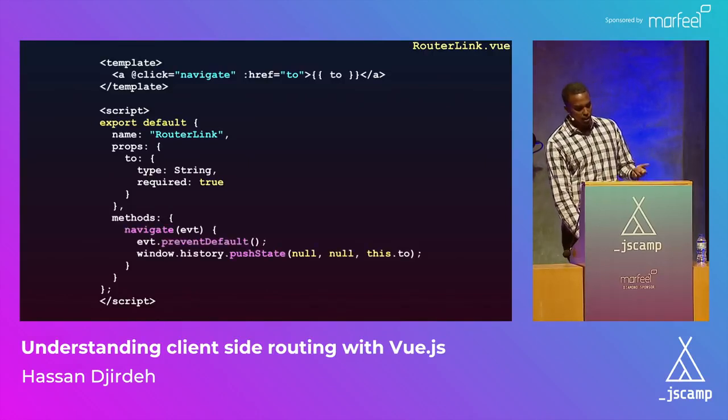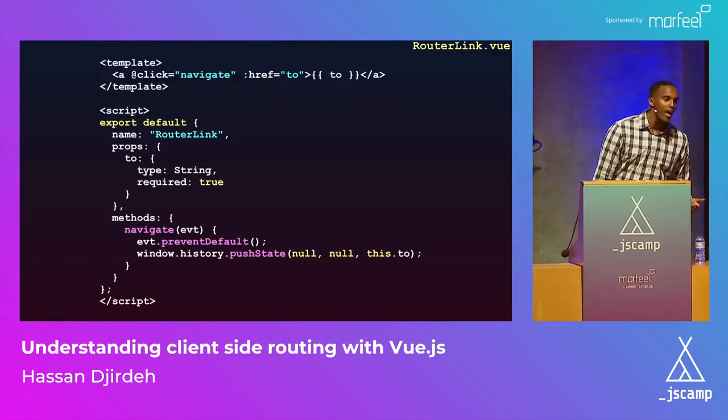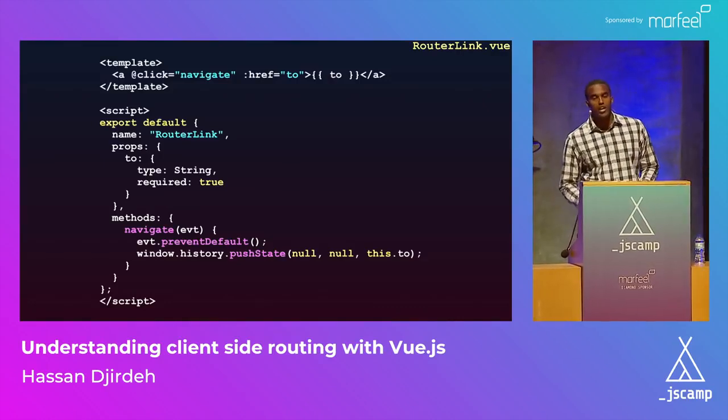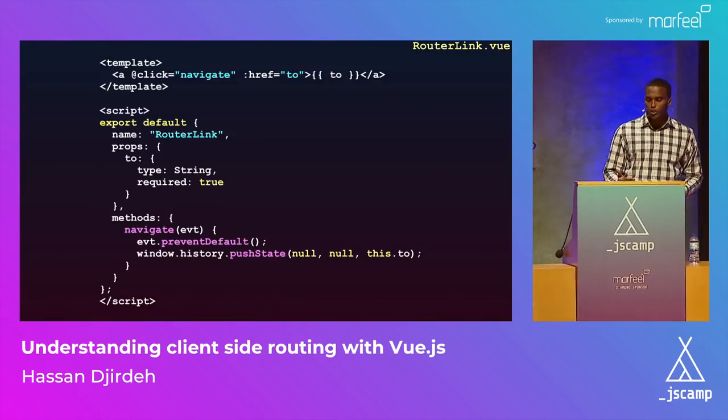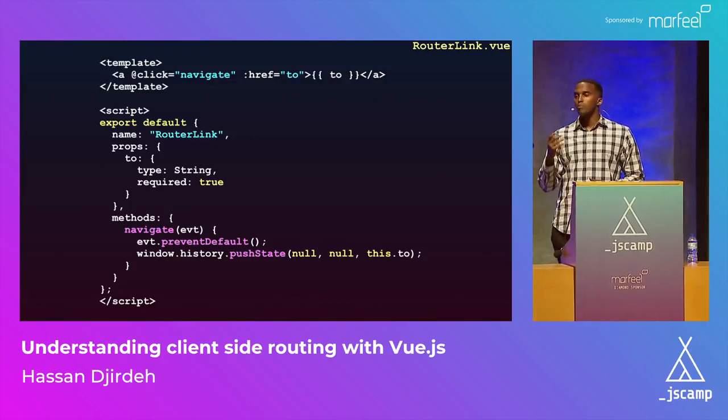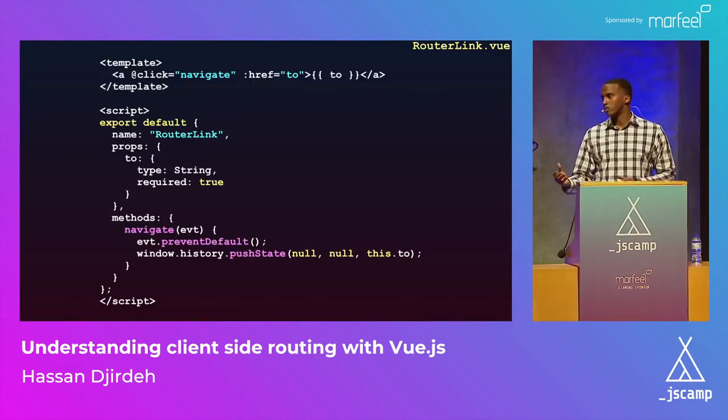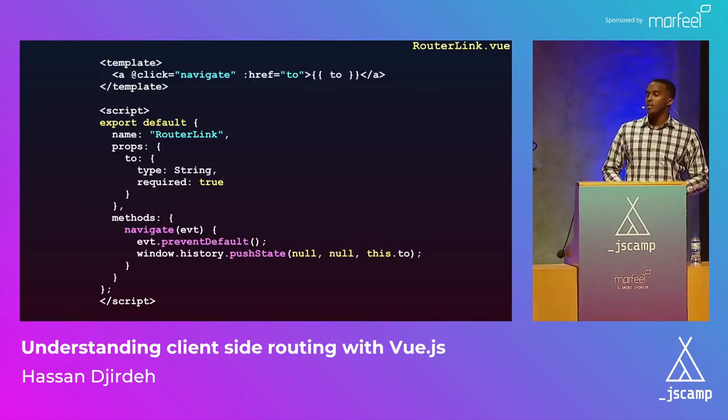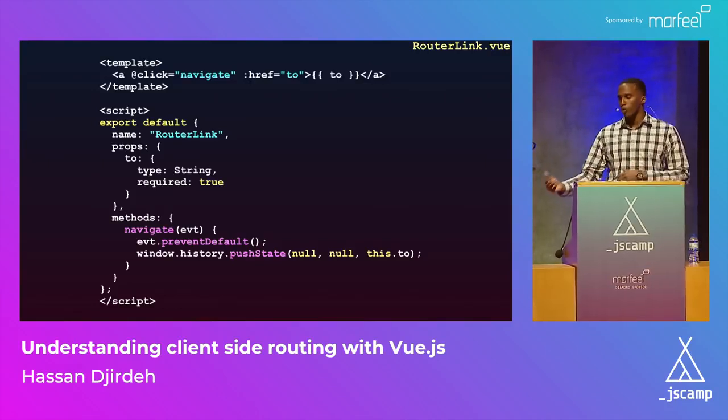And finally, in the method section, we'll have the navigate method. Now, if you recall, all click event handlers have access to the event object as the very first argument. So the first thing we're going to do in our navigate method is call the preventDefault method on the event object. This will tell the browser to actually skip the default routine of making a web request.